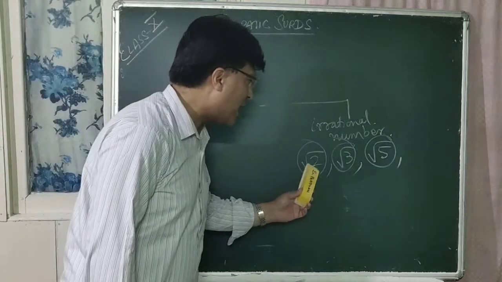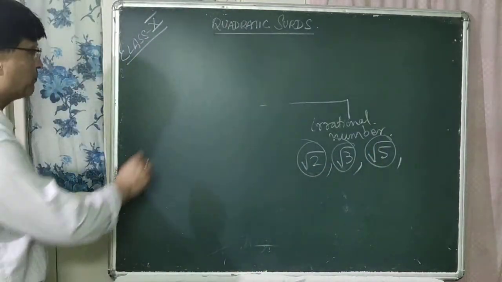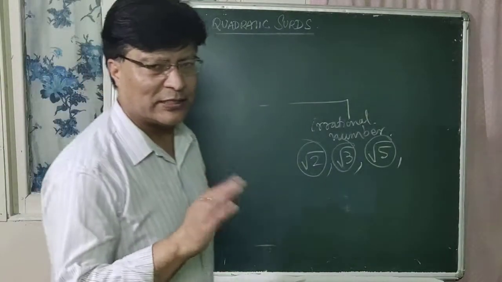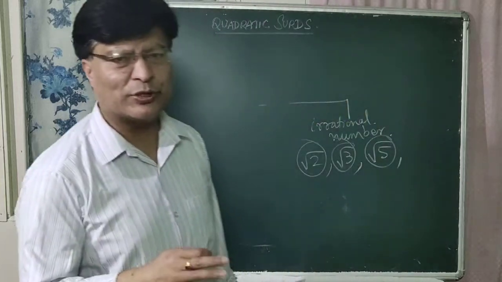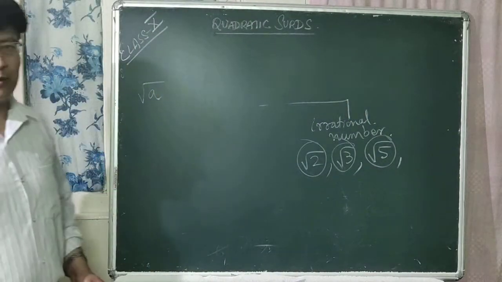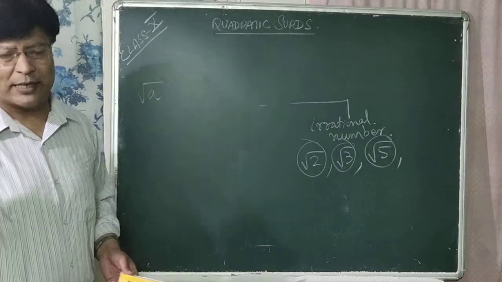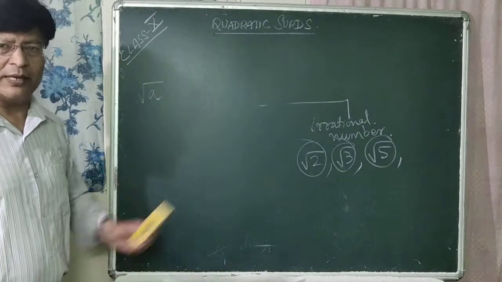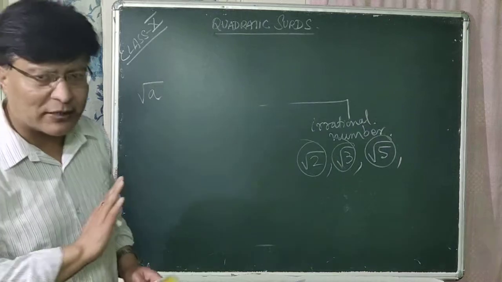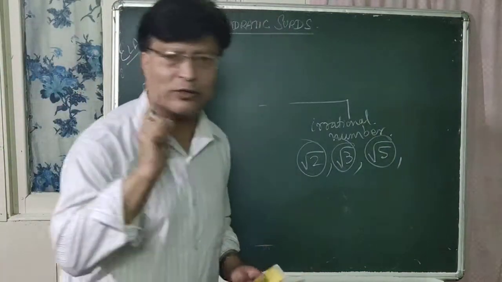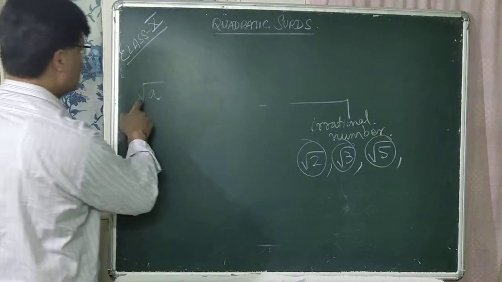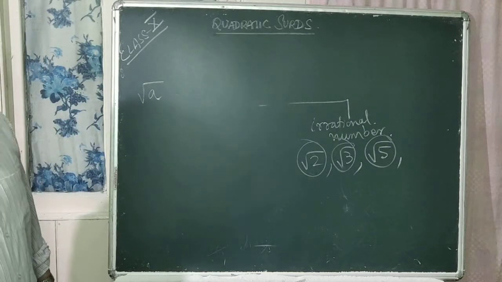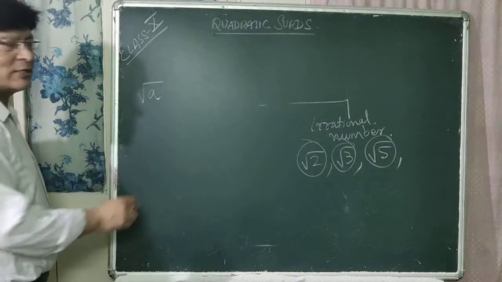So why are they known as quadratic surds? Suppose you have root over a, where a is a general number. It may be a equal to 2, 3, 5, 6, etc. Not 4, 16 and so on, because if a is equal to 4, the square root of 4 is 2. That is, you can get the exact square root of 4, so that is not an irrational number, or it is not a surd. Root over 4 is not a surd. Suppose you can't get the exact square root of a, this root over a is known as a quadratic surd.